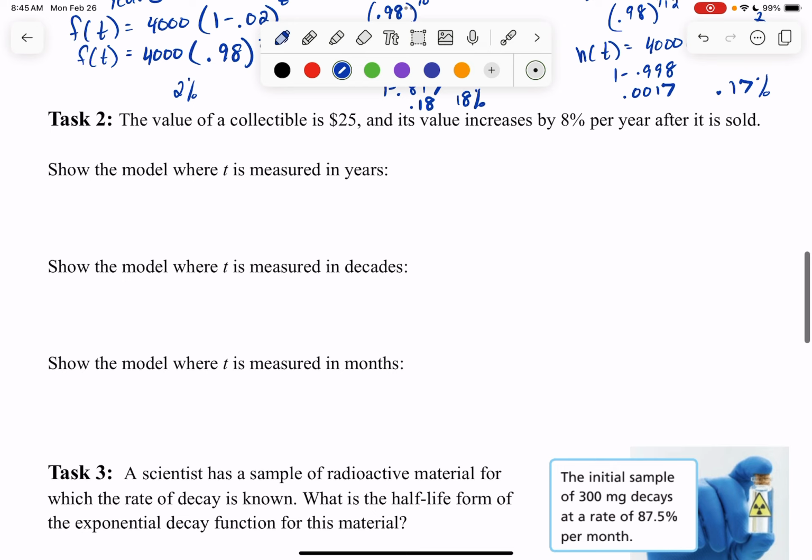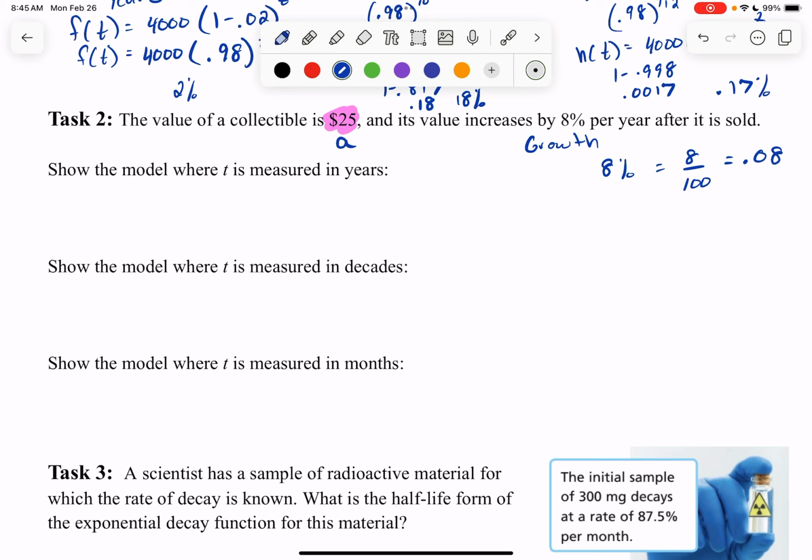Okay. All right, now we're going to go ahead and do this again. Here we have the value of a collectible is $25. So there's my initial value. There's my A right there. Its value increases, so this would be a growth by 8%, which would be 8 per 100. Percent means per 100, which is 0.08. So 0.08 is that growth rate.